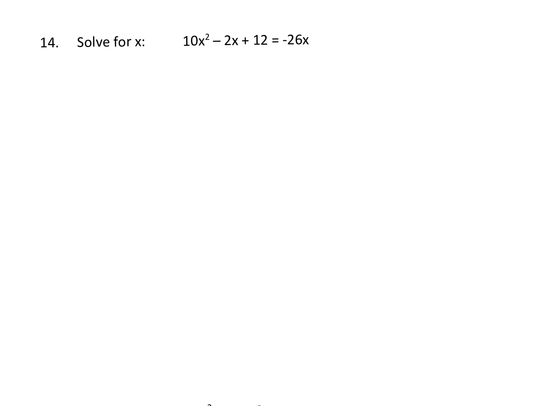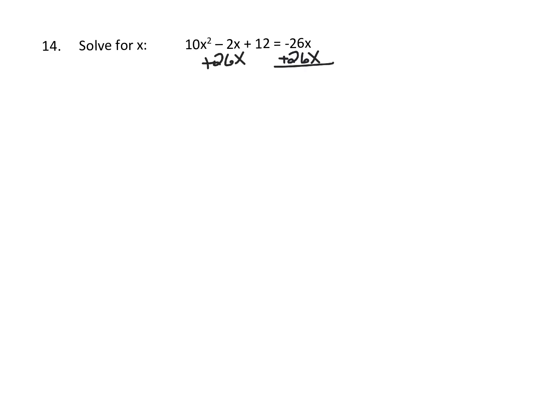All right, now in order to solve that, the first thing we want to do is set our equation equal to 0. So I'm just going to add 26x to both sides, and that way the right-hand side of the equation will be equal to 0. I'm going to line that up under this middle term here. That way I can combine my like terms. So I'm going to bring my 10x squared down. And then I'm going to combine my like terms. Negative 2x plus 26x would be positive 24x. And then I'll bring down my plus 12. And then equals 0.